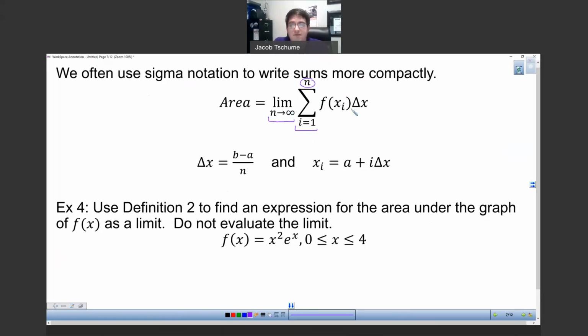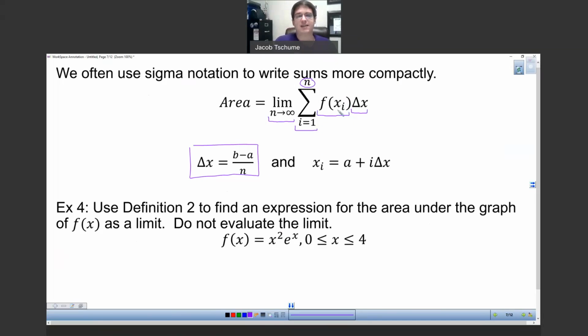Inside the sigma, you have the common delta x, which remember you can find by doing b minus a over n. That's common. And here's the one other new thing. Instead of doing infinitely many f of x functions, we can write it as one f of x function, but we're going to call it f of x sub i.